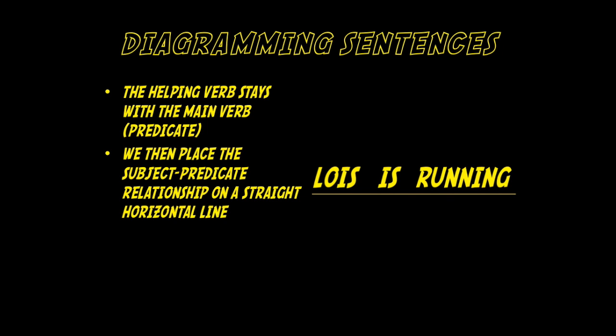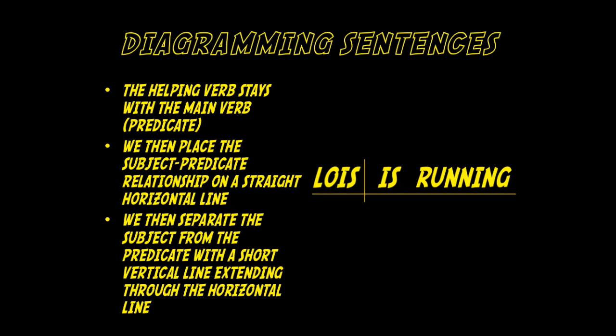So we're going to place the subject-predicate relationship on a straight horizontal line, just as we did before. And then we're going to separate the subject from the predicate with a short vertical line extending through the horizontal line, just like this. But we are keeping the helping verb with the main verb, just as it is right there. So always keep them together.